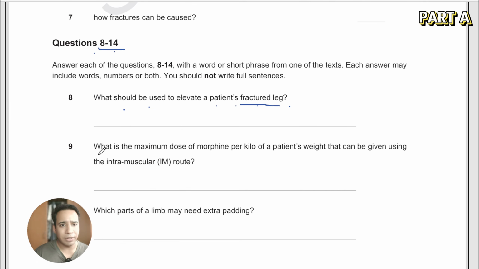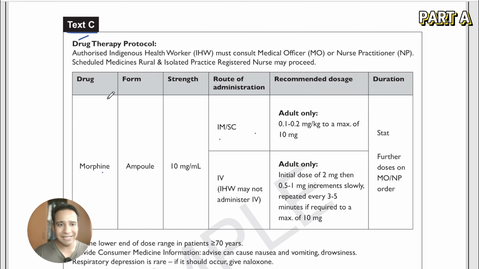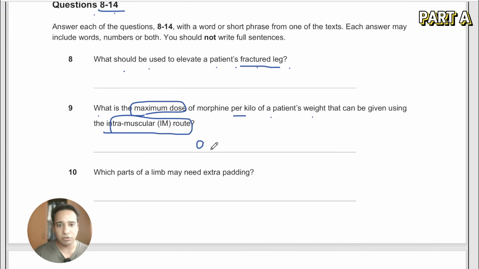Next one. What is the maximum dose? So here, remember, it's the maximum dose of morphine per kilo of a patient's weight that can be used intramuscular. So it's about dosage. Quickly go there. Here, text C. It's about the dosage of drug. You can see morphine, intramuscular. So maximum is what? 0.2 mg. So here you'll write 0.2 mg.